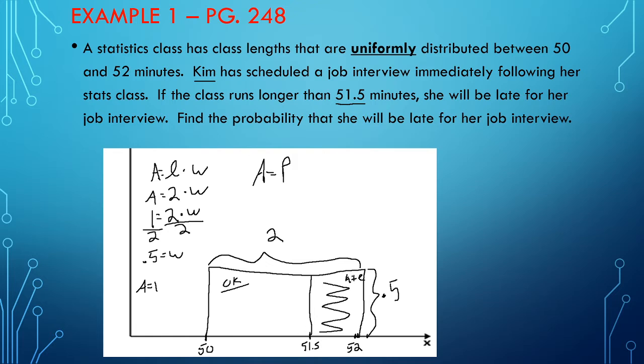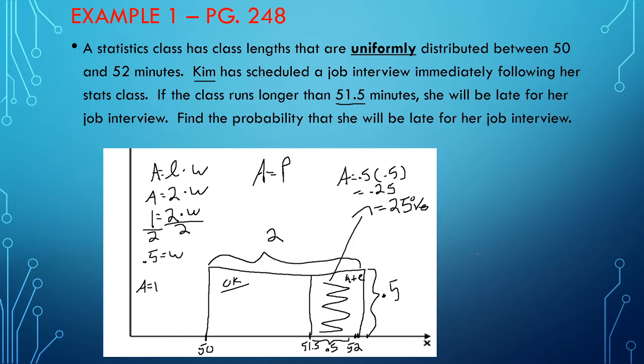So if I want the probability that she's late, I simply need to find the area of this new smaller rectangle, which again I can do because I know that its height is 0.5. 51.5 to 52 is also a distance of 0.5, right? So the area of this rectangle is simply length 0.5 times width 0.5, and we should know that 0.5 times 0.5 ends up being 0.25, which if we translate it to a probability or a percent is 25%.